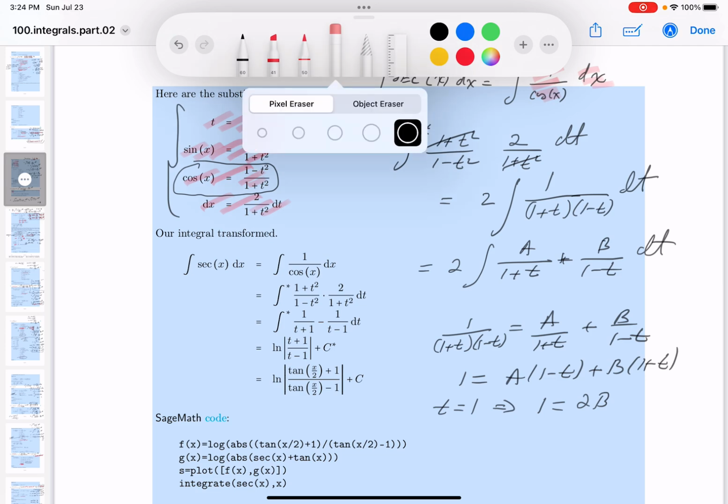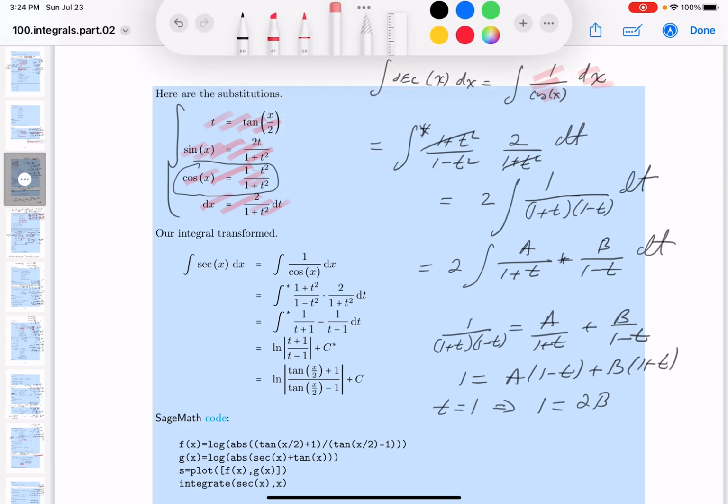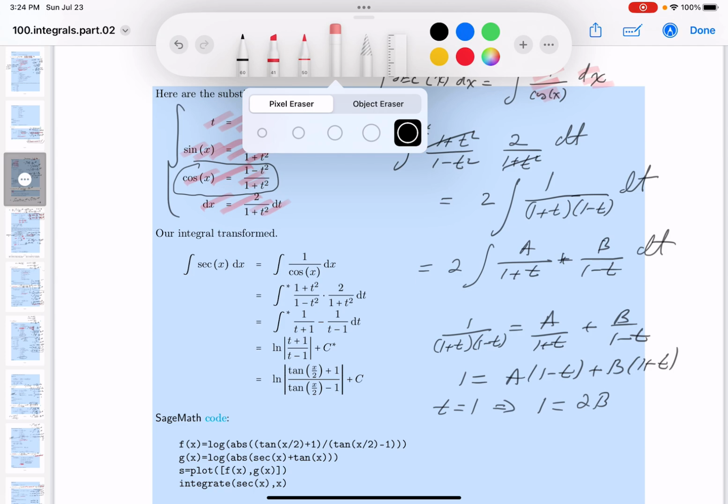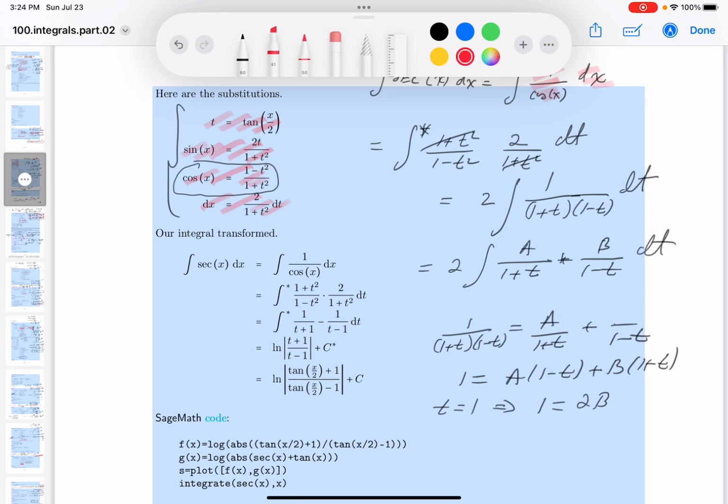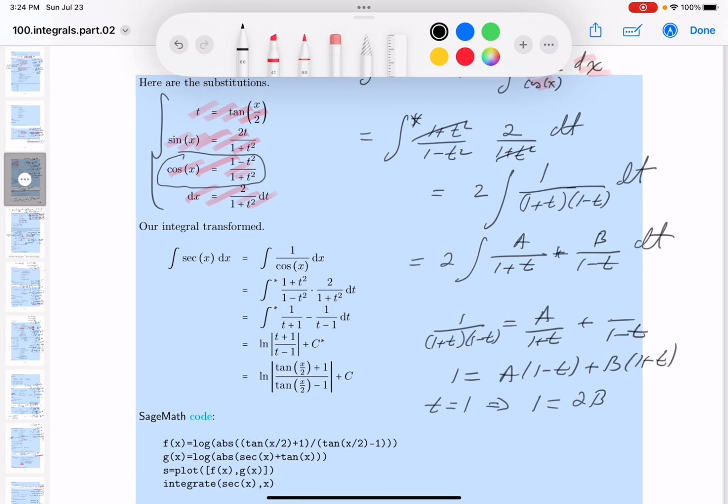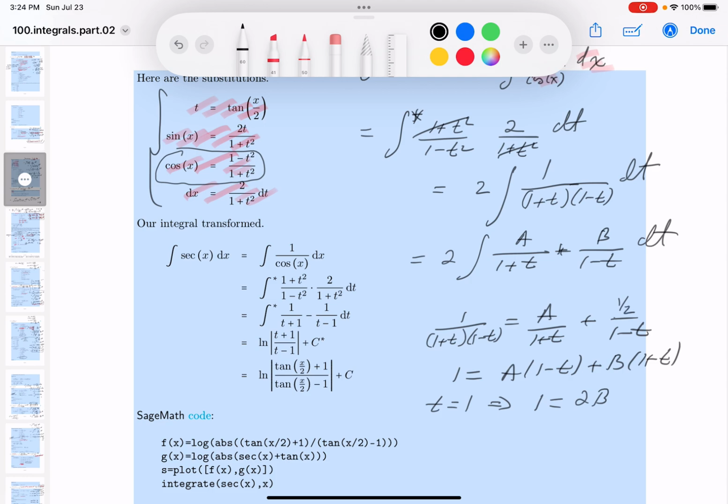Sorry about that, I have to get my eraser out. The b is 1/2. All right, let's get the a. How do we do that? I'm going to pick t to be -1 now. And what do you get there? Again, we're plugging it in here if you're curious. Let's see, we're going to get 1 equals 2a. So a is 1/2.